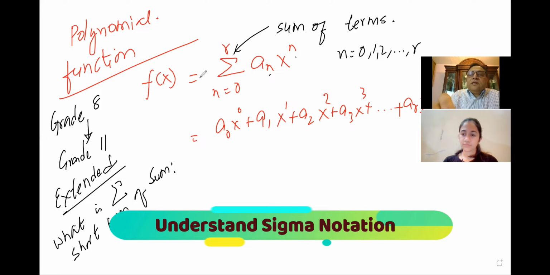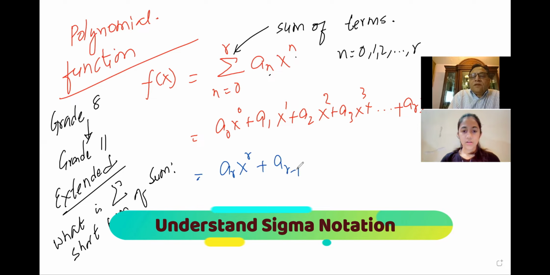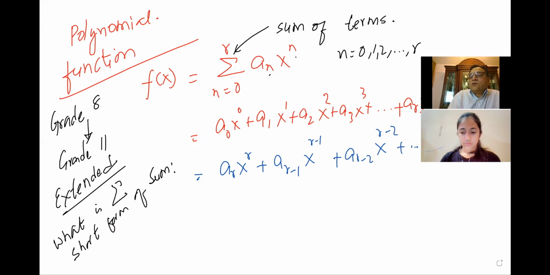Now, a very important thing for you to remember is that this series which I have written, which is a sum of terms, should actually be written with the highest power first, in decreasing order. Do you see I'm writing in decreasing order now? So on plus a2 x squared plus a1 x plus a0. So now we are writing this in decreasing order.